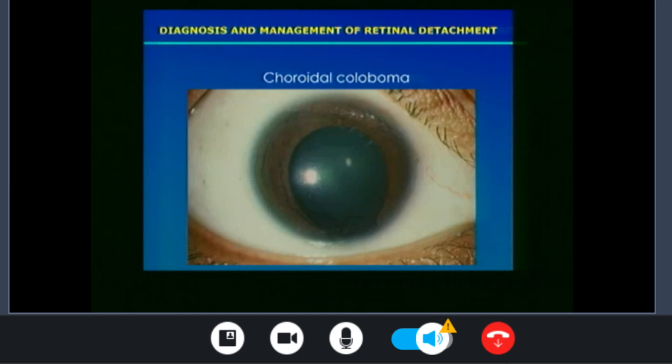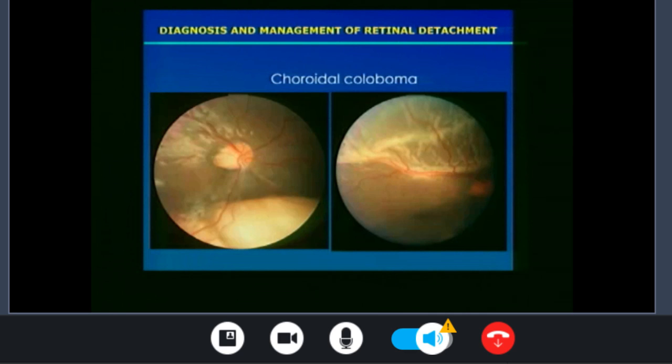Now, another special type of detachment that I personally operated, not many patients, not more than 10 patients, is detachment associated with coloboma. So this is a coloboma of the iris, and this is a patient who had detachment, and you can see the coloboma.